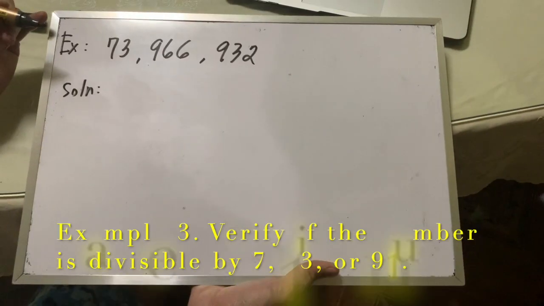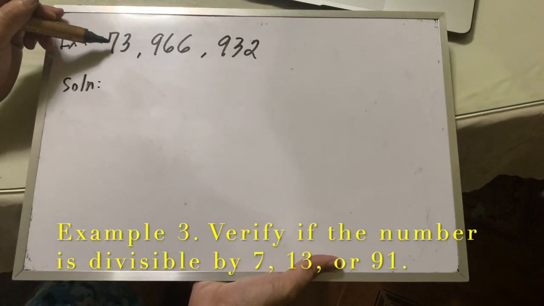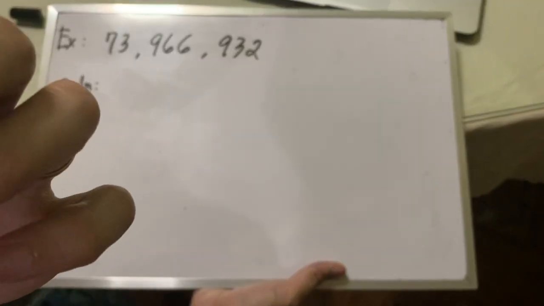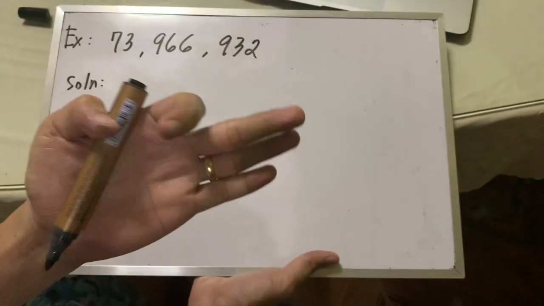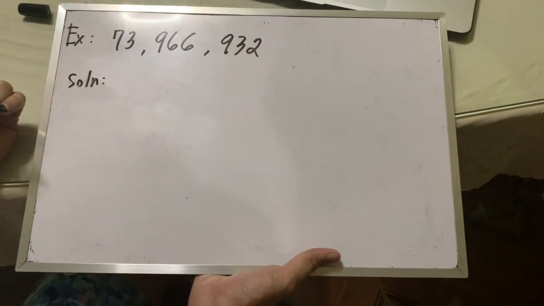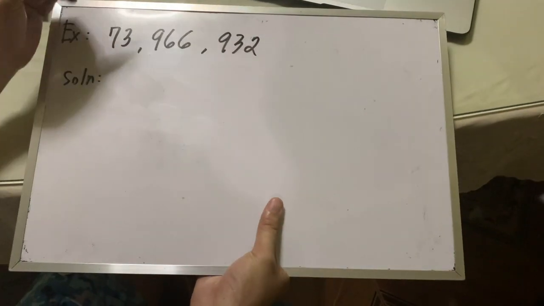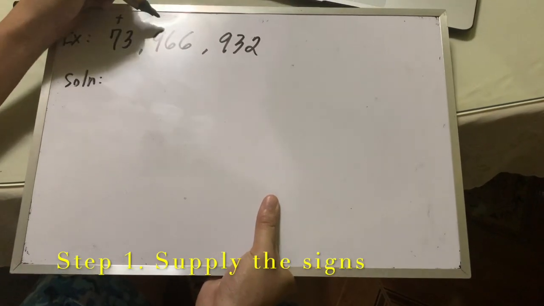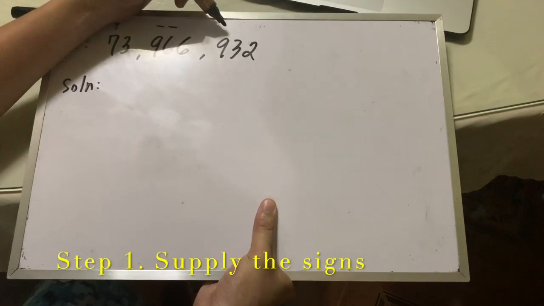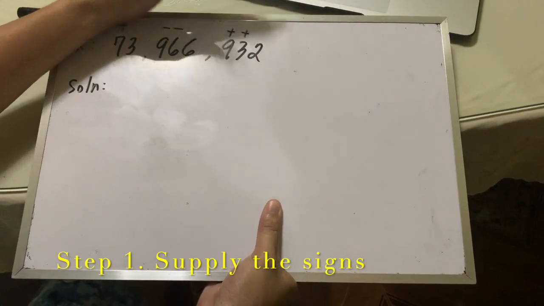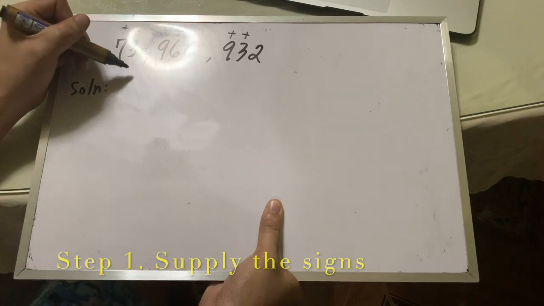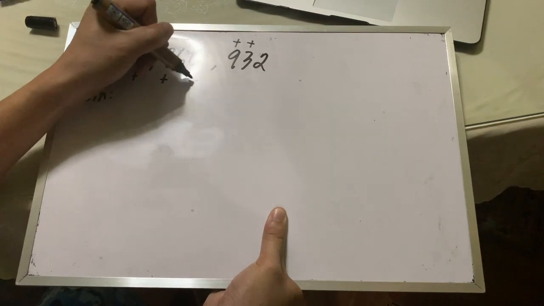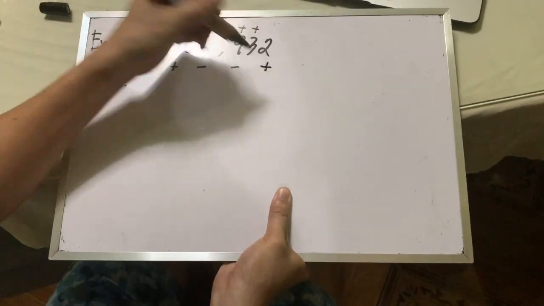Okay, now let's take another example and verify if 73,966,932 is divisible by 7 or 13 or both. So we're going to use algorithm number 2. Let's identify the signs first. That's positive, we skip, negative, negative, skip, positive, positive, and skip. And identify the signs also at the bottom part of the number. That's positive, positive, skip, negative, negative, skip, and positive.